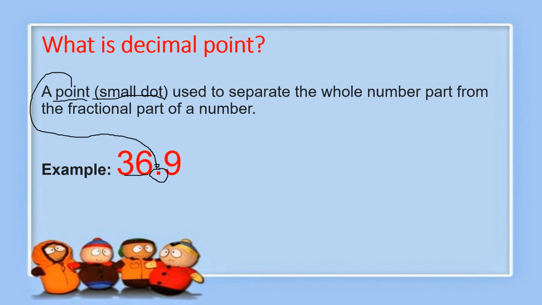So 36.9. So what is the use of decimal point? It separates the whole number part from the fractional part of a number. So it separates 36 from 9. Okay, so that is what you call decimal point. So the small dot or point over there is what we call decimal point.